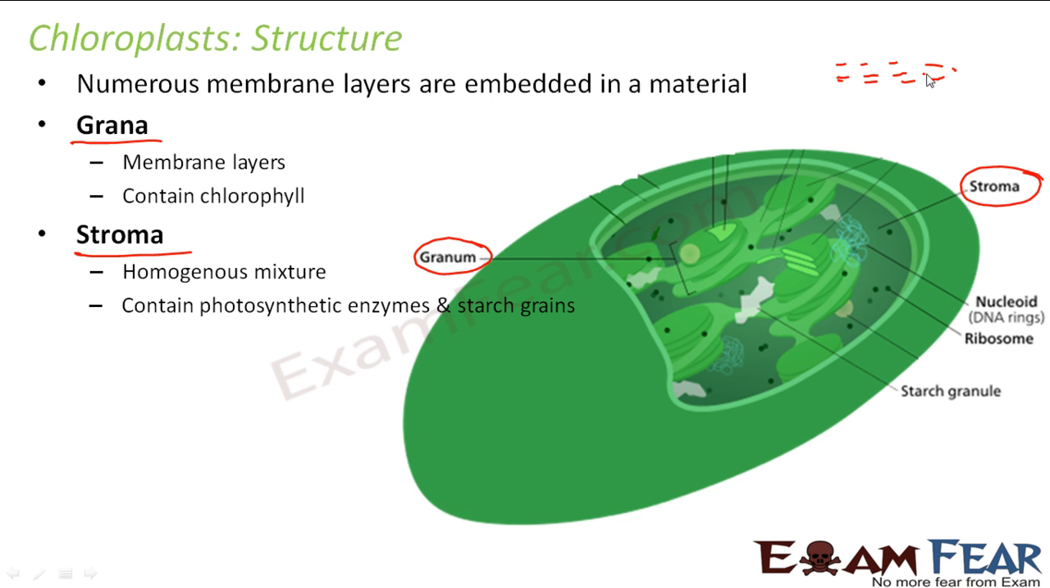So let us suppose this is the stroma and grana is something like this. One above another, and then they are embedded in a material, right? So chloroplast is made up of grana and stroma. Grana are the membrane layers and they are the ones which contain chlorophyll. Whereas stroma is a homogeneous mixture, it is the ground material. It contains photosynthetic enzymes and starch grains. Right? So both of them together help in the process of photosynthesis, because one contains chlorophyll, the other contains the photosynthetic enzymes and starch grains.